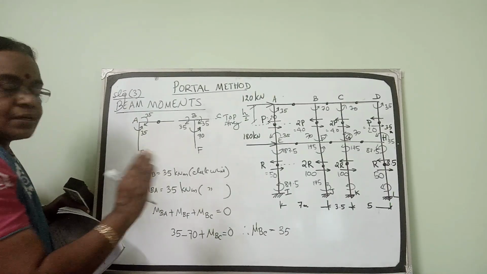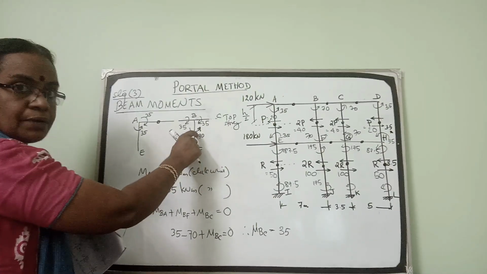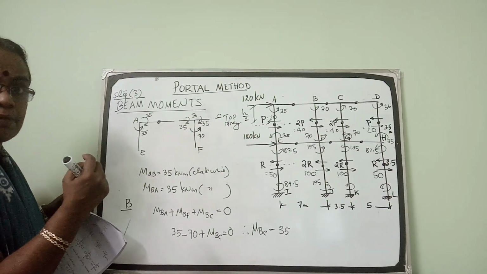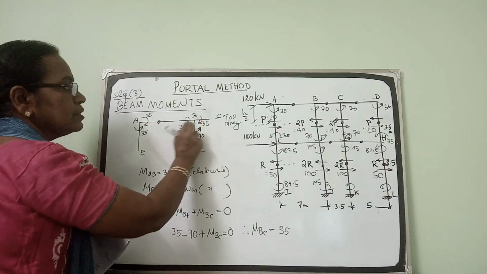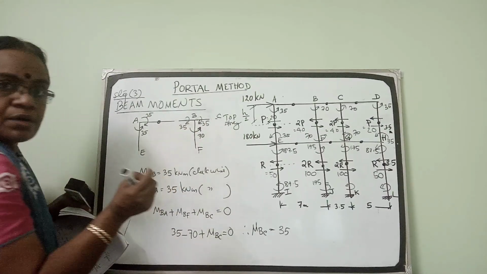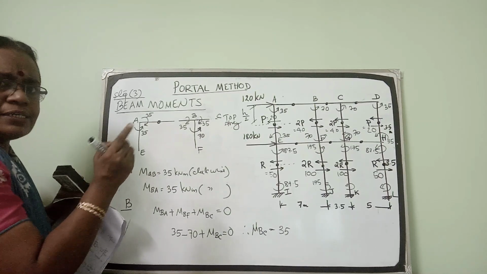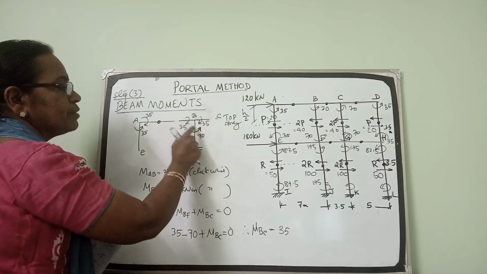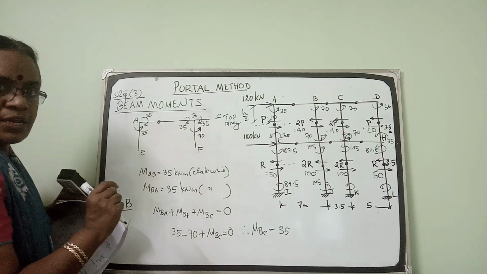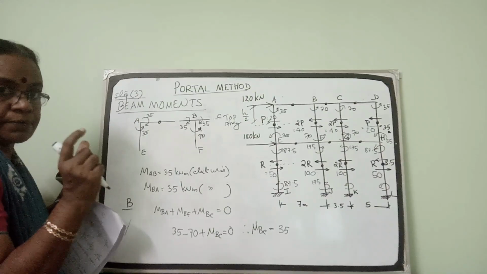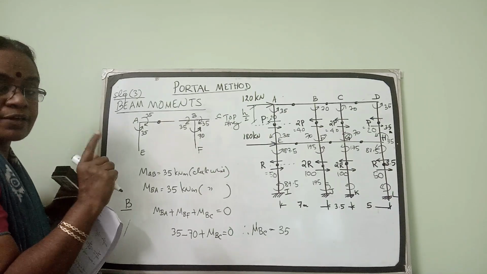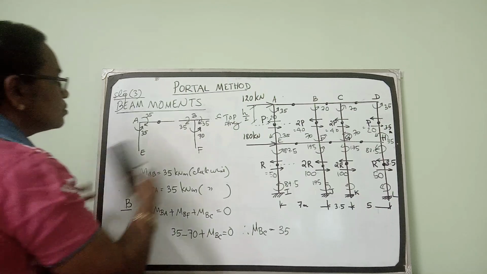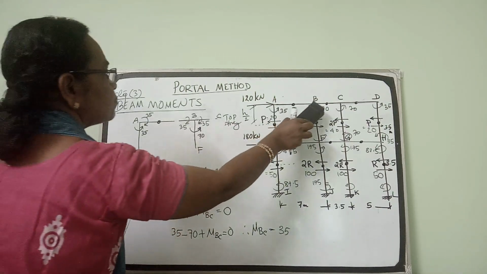Otherwise, just remember, if this column moment is 70 kilonewton meter, since the moment of inertia of all the columns are same, or the stiffness is same, that will be equally shared by these two beams. The moment in this column will be shared equally by the two beams MBA and MBC. So 70 by 2, 35 each. That is the easy way to remember. Since one assumption is that the stiffness of all the columns and beams are same, now we have got the bending moment up to B.